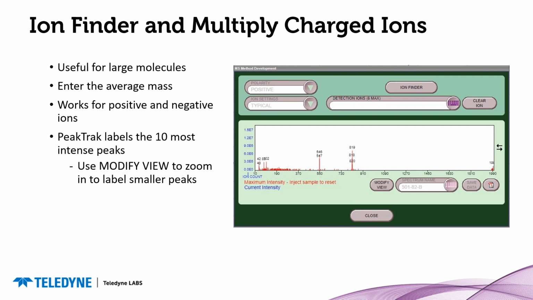The ion finder looks for the most intense peaks displayed on the screen. The 10 most intense peaks are labeled, and so you use the modified view to change the mass range so that the ion finder can display the most intense peaks within that range.